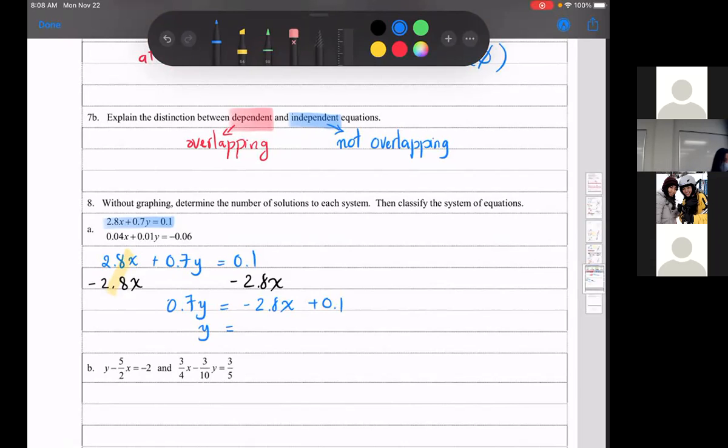I got 4. Okay, 4. So it'd be negative 4x. Thank you. Negative 4x plus what?